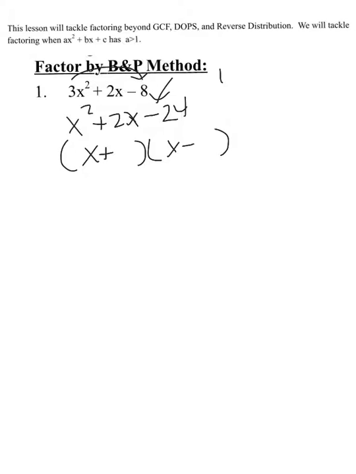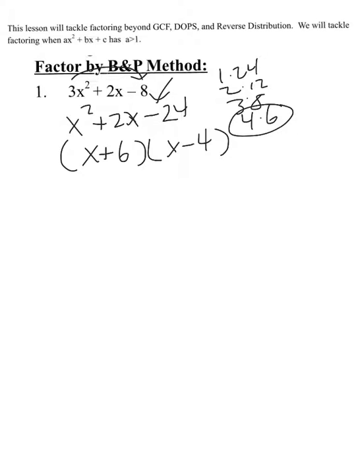24, you got lots of things. 1 and 24, 2 and 12. What else you got? 3 times 8 if we go in order, 4 times 6, that's all of them. The boss says we need the pair that subtracts to 2, so that's the 4 and 6. Put the 6 in, put the 4 in, and you factor it.